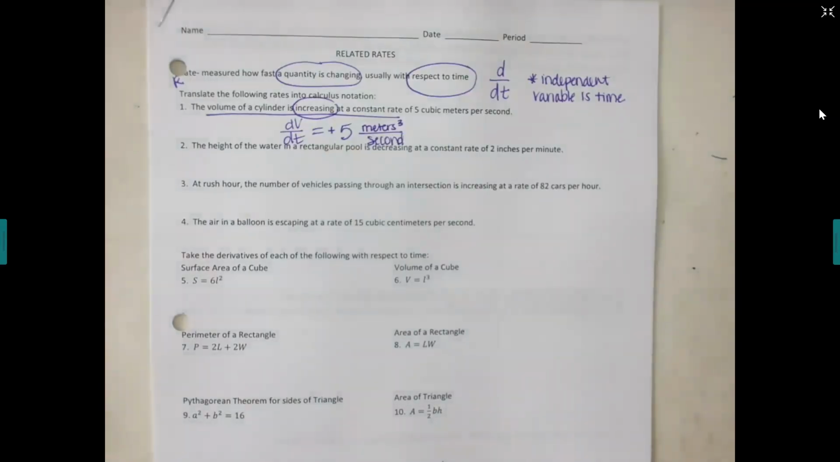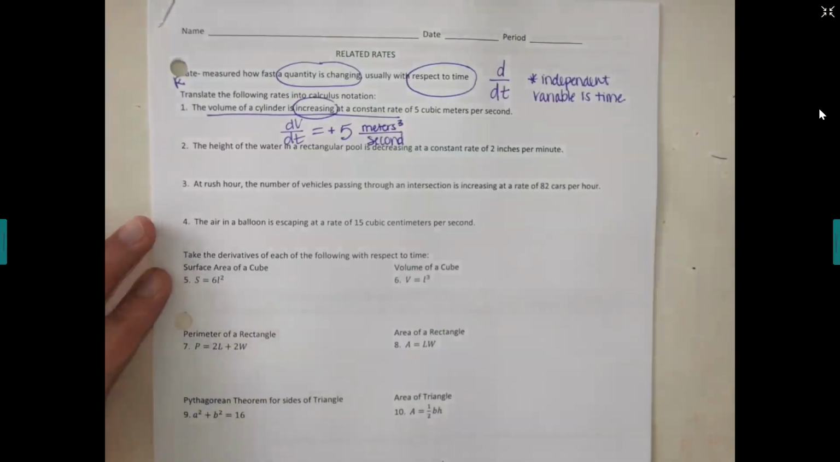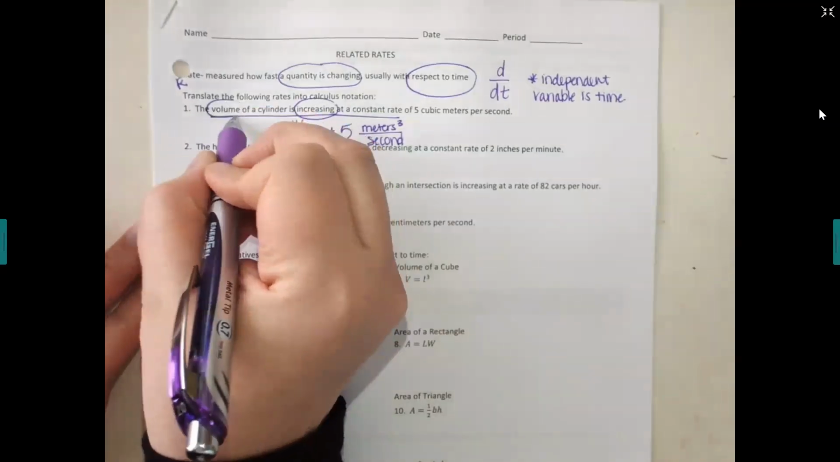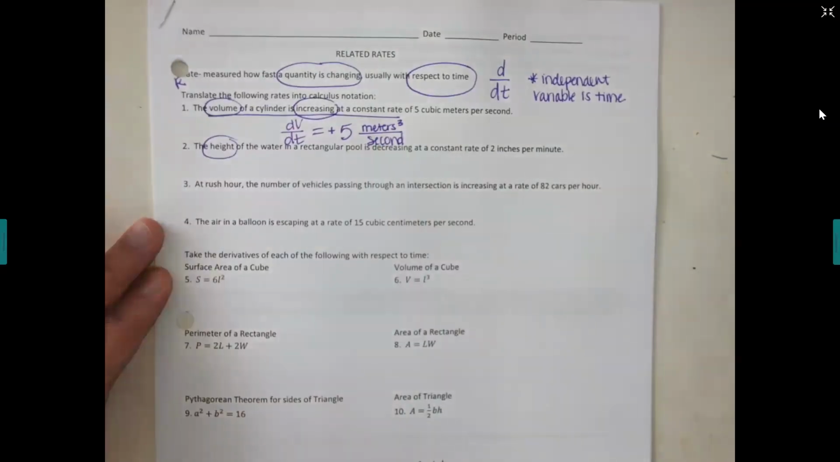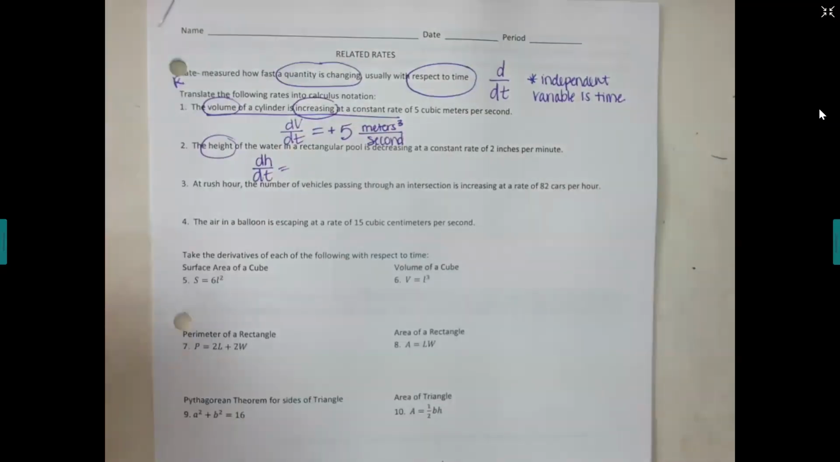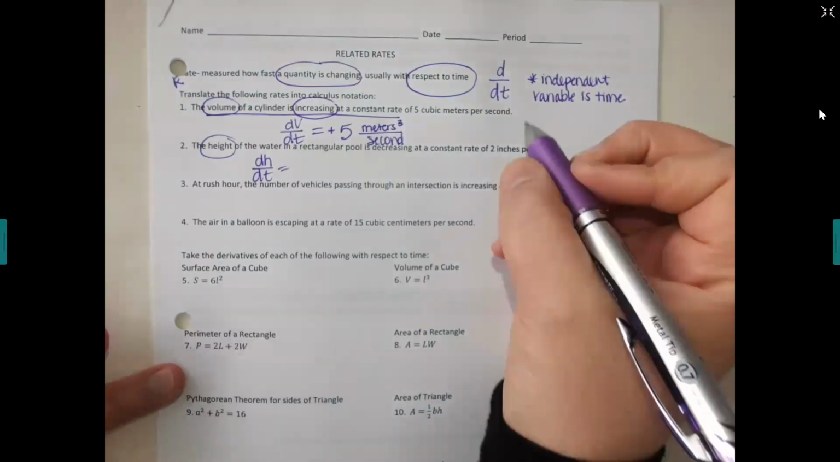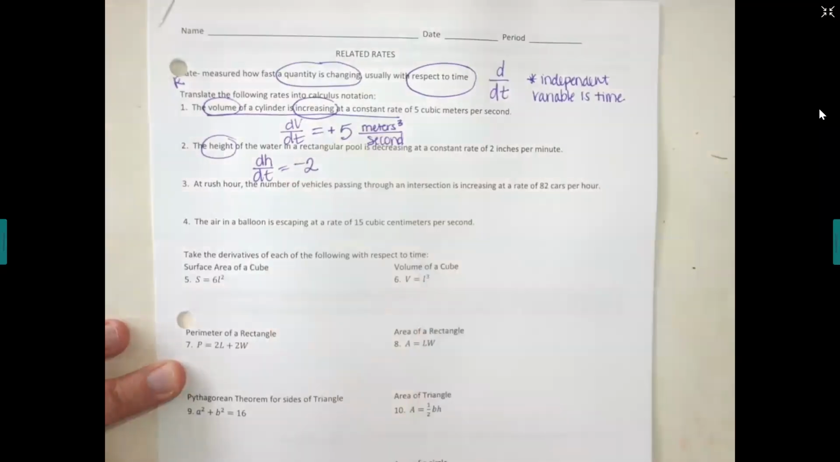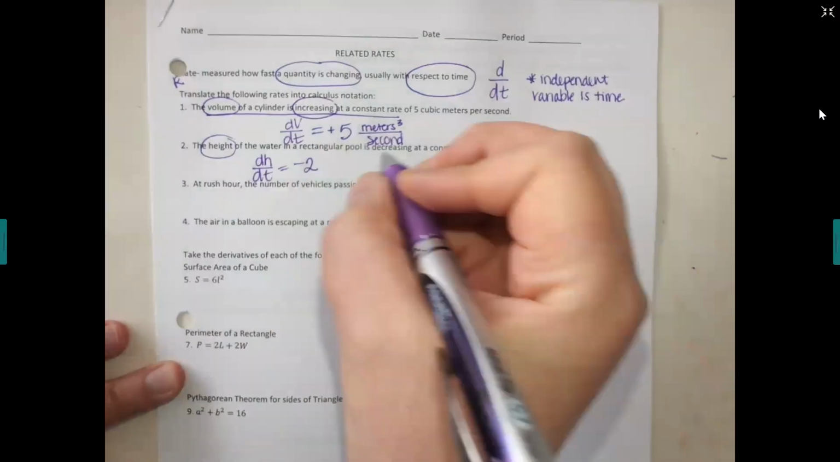Take a look at number 2. It says the height of the water in a pool is decreasing at a constant rate of 2 inches per minute. So the quantity that I'm measuring last time was volume. This time it's height. So what do you guess I'll put? d what? dH/dt, where the H is standing for height. Now, last time my volume was increasing. This time, what's the height of the water doing? Decreasing. So instead of putting equals 2, I'm going to put equals -2. And then my units are inches per minute.